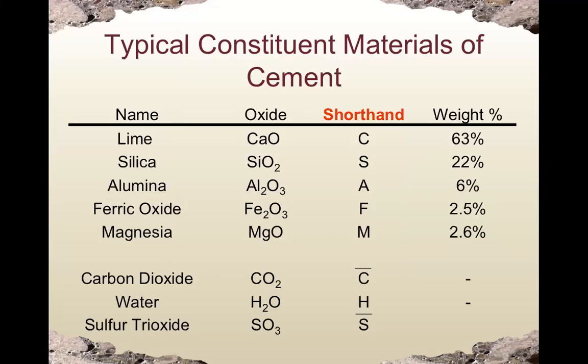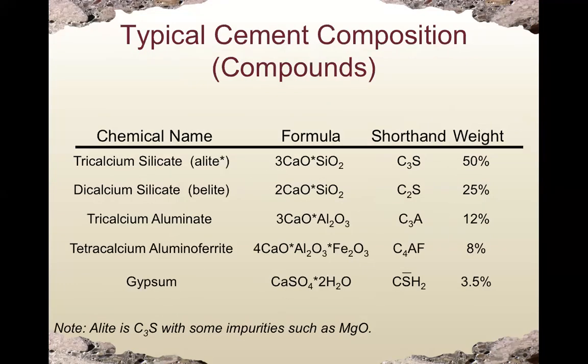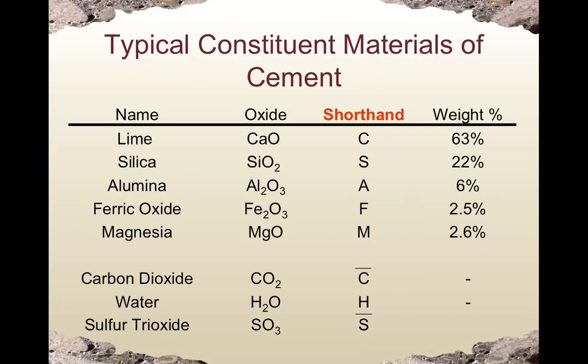This slide is very important together with the next one. Here it shows the typical chemical composition, or what we call the constituent materials, of cement. Again, we have 4 major oxides: lime, silica, alumina, and ferric oxide. Lime is calcium oxide, CaO.